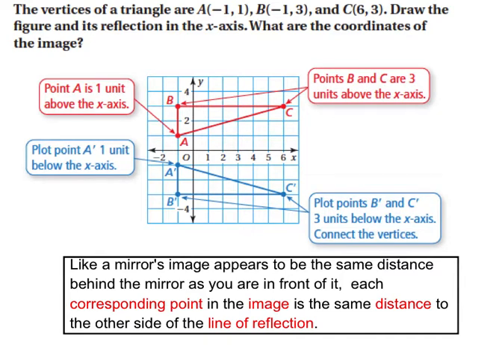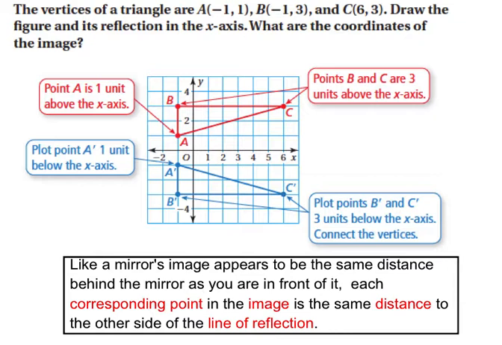The vertices of a triangle are A(-1, 1), B(-1, 3), and C(6, 3). Draw the figure and its reflection in the x-axis. What are the coordinates of the image? Okay, this is already done. Well, I didn't write the coordinates of the image, but I did just want to point a few things out here.